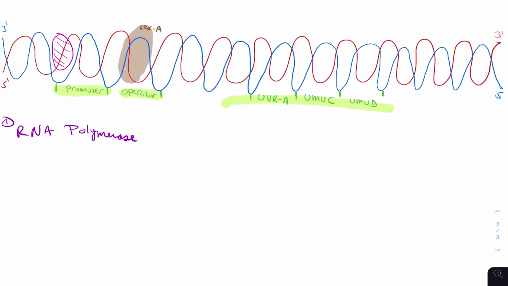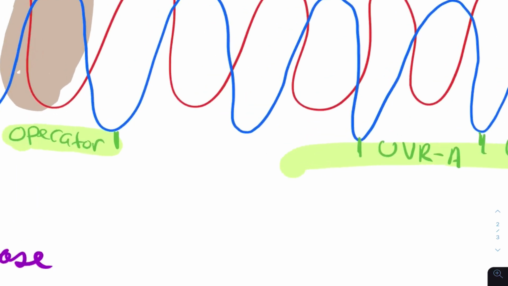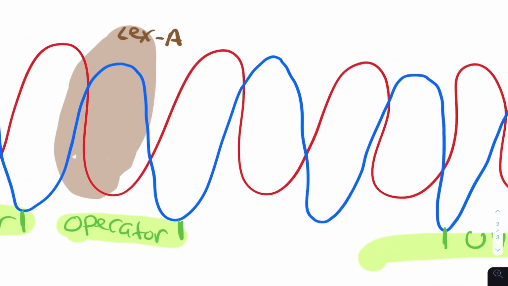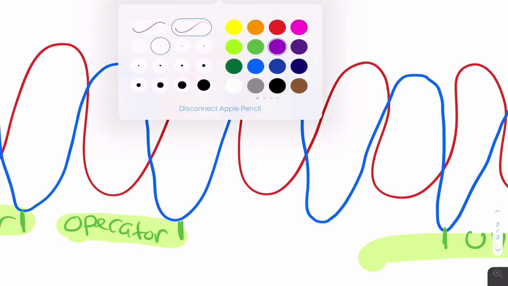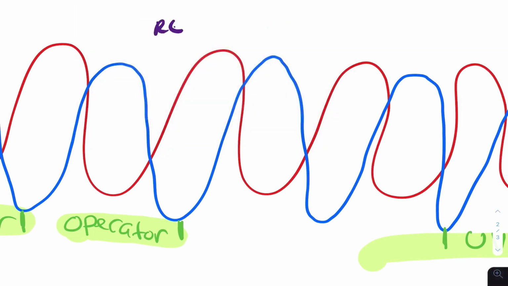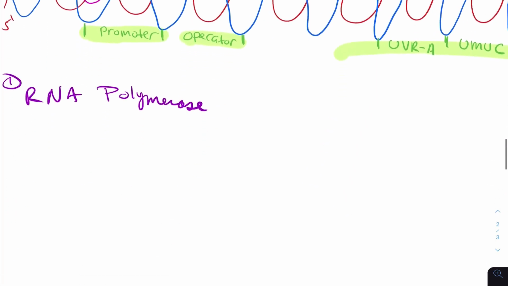Now, if there is a lot of damage, a lot of UV damage, then the RecA protein gets activated. And then the RecA protein initiates autocatalytic cleavage of that LexA from this operator site, okay? So RecA will come over here and essentially end up removing that. See, this is what RecA will do. RecA just cleaved that, it cut off the LexA, okay?